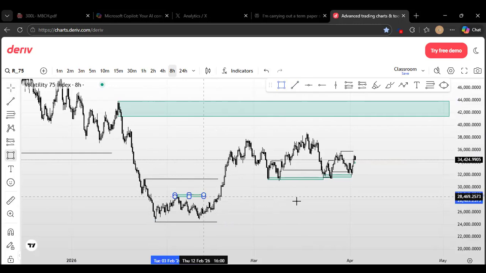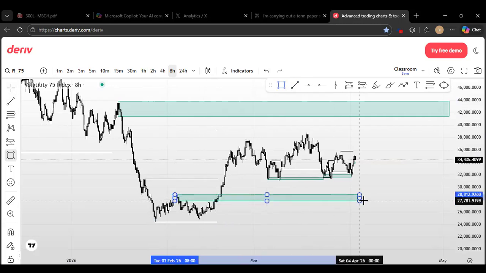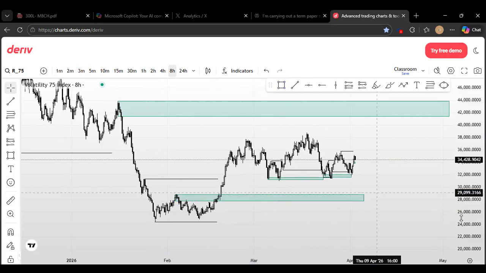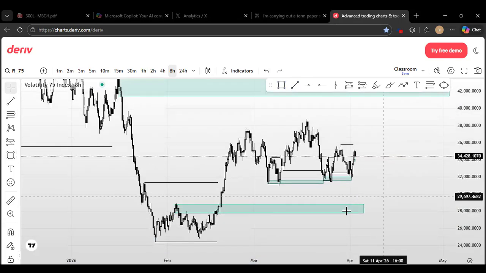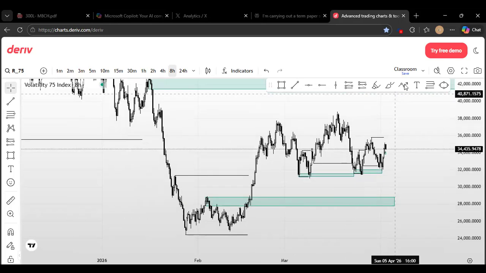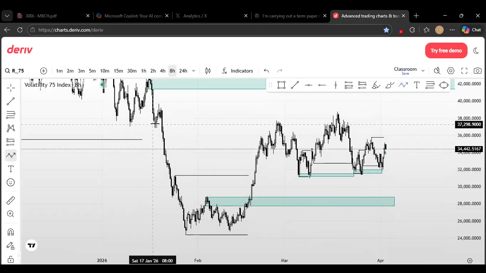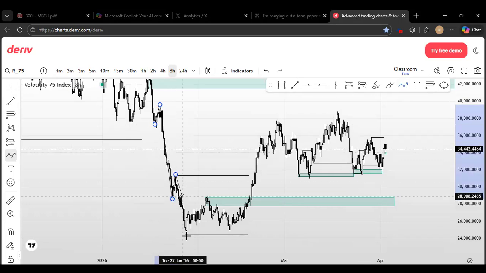That is why you see that I marked it out as well earlier, because you never can tell. Price might still decide to come down here before giving you that buy setup you are waiting for. But this is what I considered here. This was a high, a low, a high, a low.